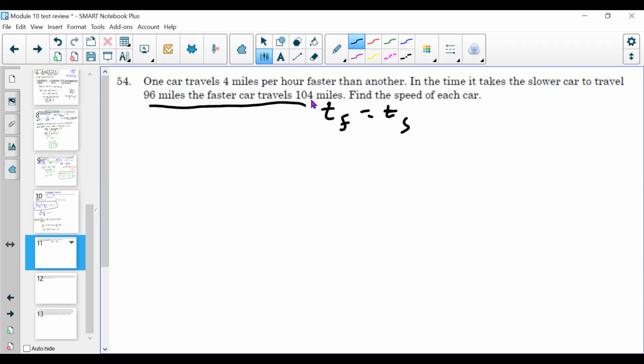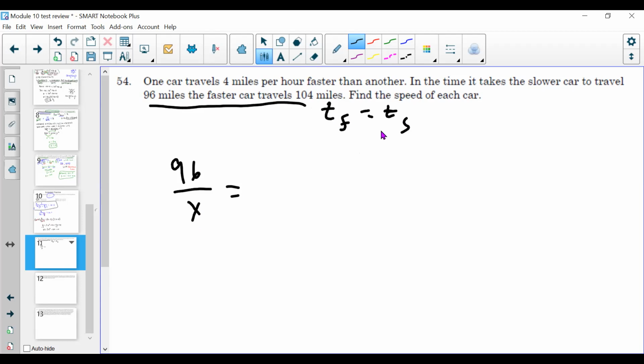So the time of the faster car, or just time in general, is distance over speed. For the other car, I'm told it travels a total of 96 miles at a speed that I don't know. So let's just call it X.